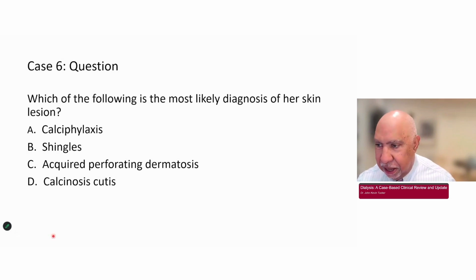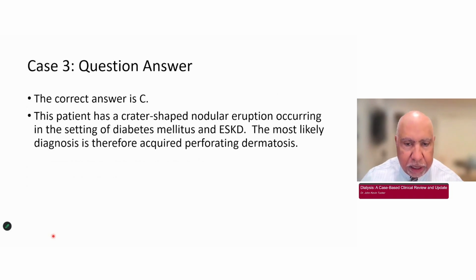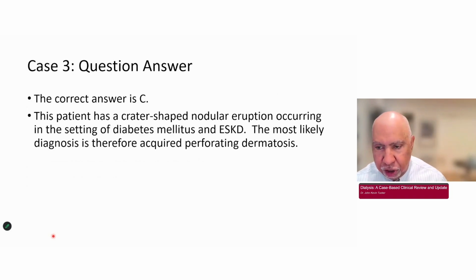Getting some variations in the answers here. A few votes for calciphylaxis. Next, a number of votes for calcinosis cutis, and then a few votes for acquired perforating dermatosis, but that actually is the correct diagnosis. This patient has a crater-shaped nodular eruption occurring in the setting of diabetes and end-stage kidney disease. The most likely diagnosis is therefore acquired perforating dermatosis.